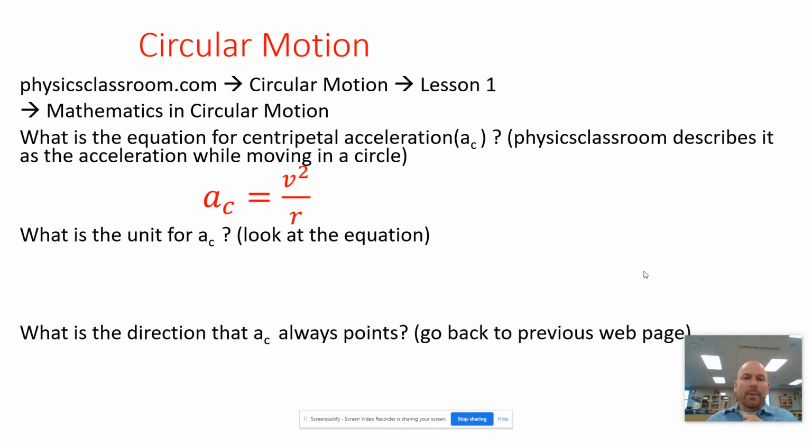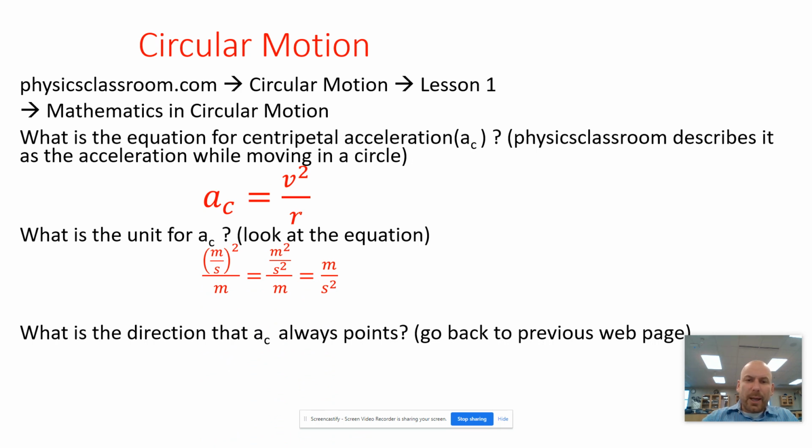The equation for centripetal acceleration is speed squared over the radius. This is different than speeding up going down a straight path. This is how quickly you're changing your direction towards the center of the circle. So it's not looking at your change in speed, but your change in direction. The unit for centripetal acceleration, check this out.